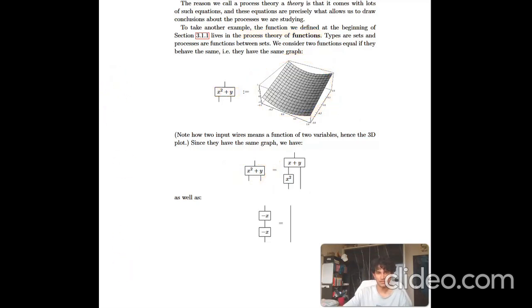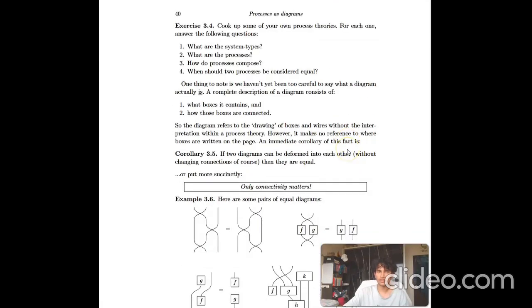Yeah. So if you just negated your output once, negated it again, it's the same as not doing anything at all. Right? Let's go to more examples.